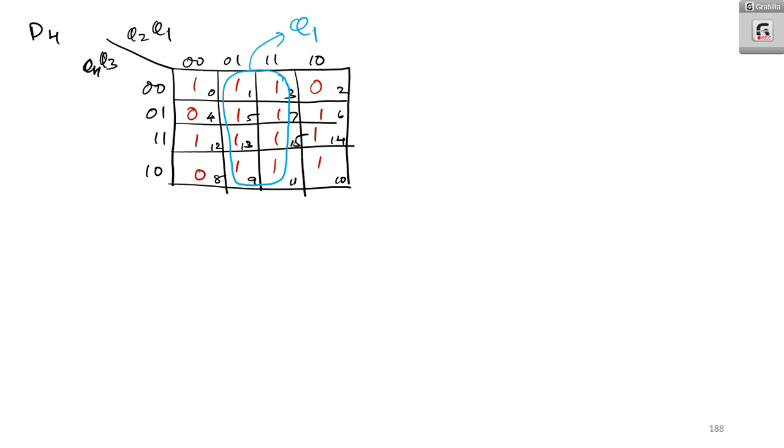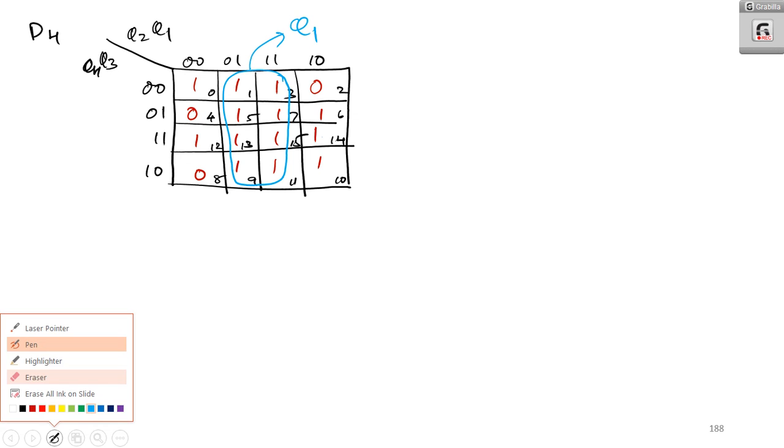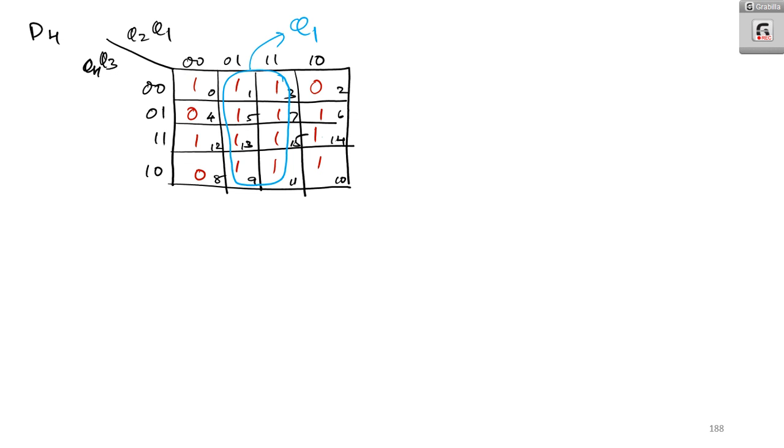Now you can include this one. Next you need to include this one and this one. So you can have another quad like this, to include these two ones, you can have this quad, right?